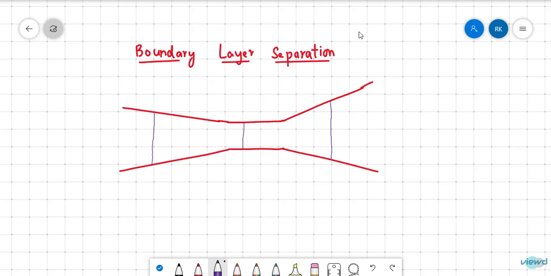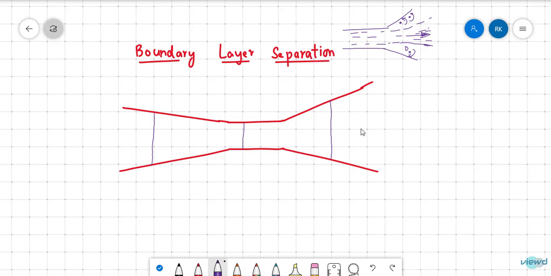So, if the flow is from a constant cross section to a diverging cross section, the flow will be in this way. When it enters the diverging cross section, the flow will be like this, and some fluid particles change their direction to the opposite side to that of the direction of flow. So some fluid particles move in an opposite direction. That is called boundary layer separation.